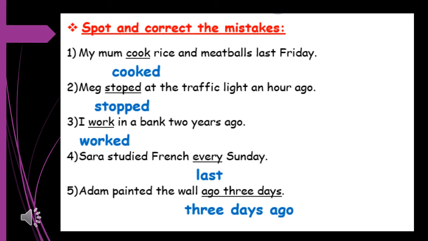Number three, I work in a bank 2 years ago. Can you see ago? So, worked. Number four, Sarah studied French every Sunday. Studied, so in the past, so I'll say last Sunday. Or there is another answer, I can say, Sarah studies French every Sunday. So studies, present simple.